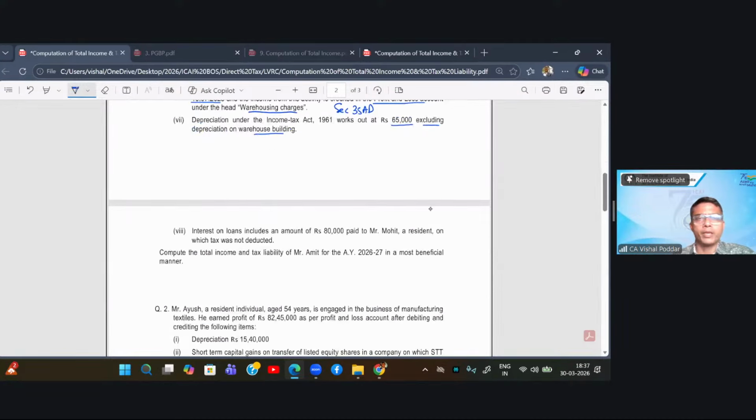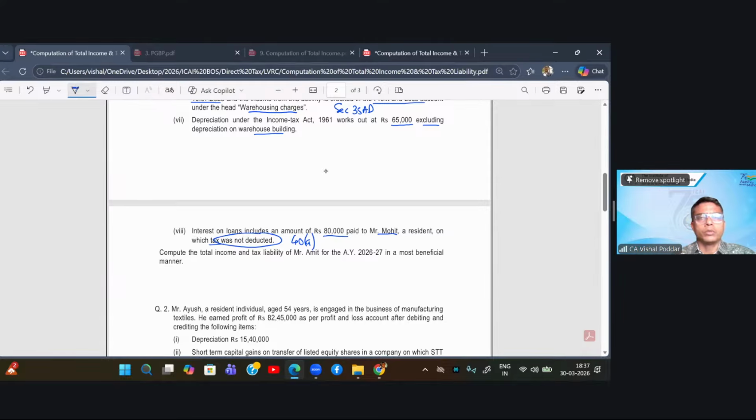And then interest on loan includes 80,000 paid to Mr. Mohit, a resident on which tax has not been deducted. Now, whenever tax is not deducted, section 40(a) gets attracted and you are disallowed 30% of it because the payment is to a resident in India.